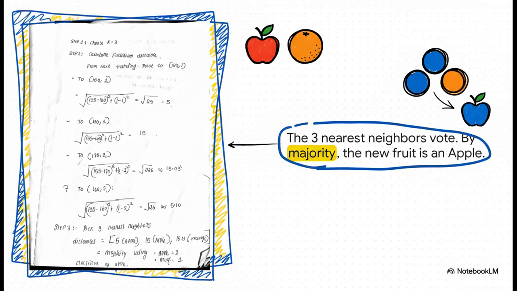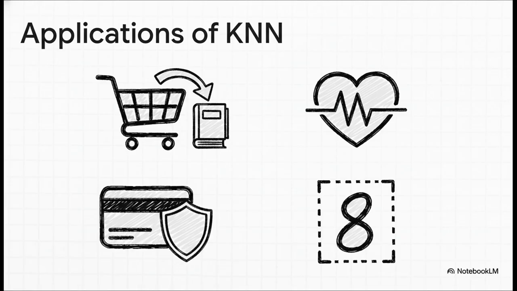The algorithm calculates the distance from our mystery fruit to every single other fruit on the chart. Then it finds the K closest ones, in our case, the 3 nearest neighbors. And look at that, 2 of them are apples and 1 is an orange. So the algorithm just takes a simple majority vote. Since apples win 2-1, our mystery fruit gets classified as an apple. Simple as that.